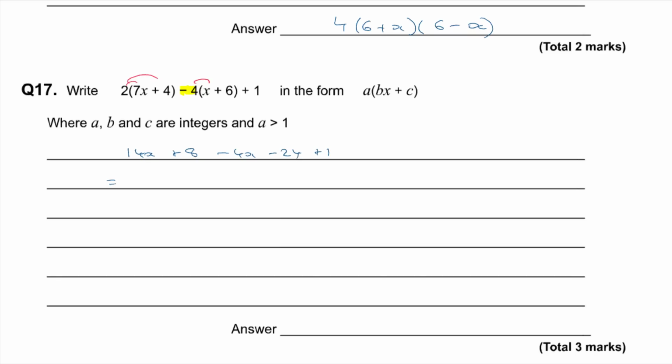Okay? So collecting like terms, what have I got? I've got a term in x there and in x there. So 14x minus 4x, that gives me 10x. And I've got an 8, a minus 24, and a plus 1. So 8 plus 1 is 9. 9 from 24 would be 15. So it's going to be minus 15, isn't it? So 10x minus 15. Is that in the form a lots of bx plus c? Not quite, but I can see that 10x and 15 both have a common factor of 5. So taking the 5 out, that's going to leave me with 5 lots of 2x minus 3. That is in the correct form, so that is my final answer. 5 lots of 2x minus 3.